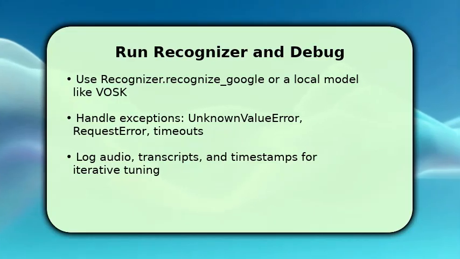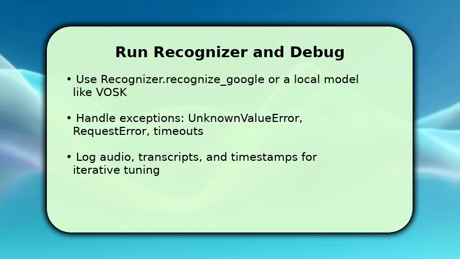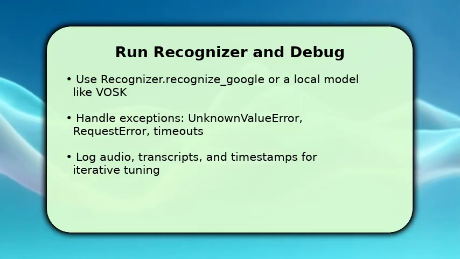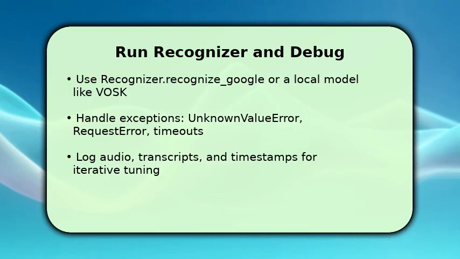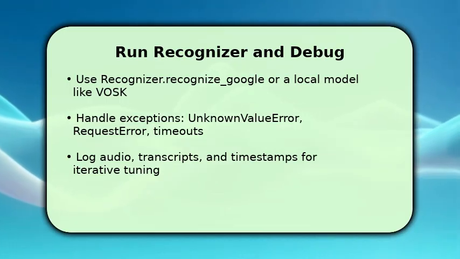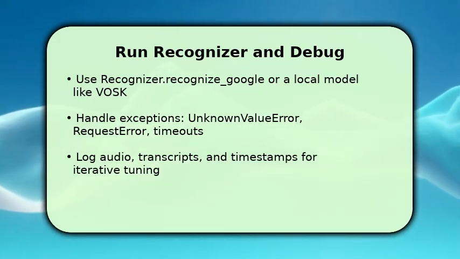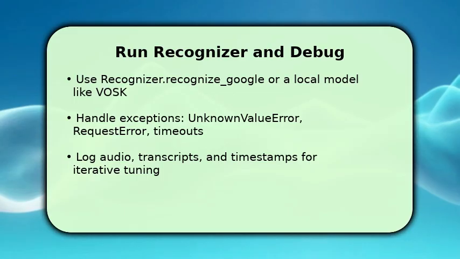Finally, call the recognizer. Choose an API like recognize_google for quick testing or a local model such as Vosk for offline reliability. Wrap calls in try/except to catch UnknownValueError and RequestError, and implement short timeouts to keep the app responsive. Once you see transcripts, compare them against logged audio and tweak preprocessing thresholds or model parameters.